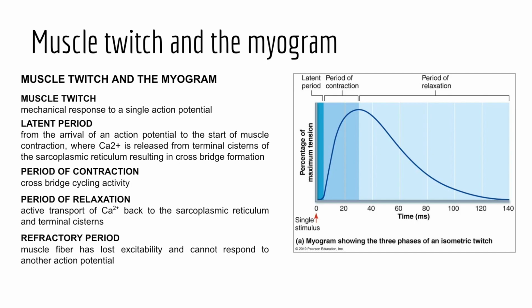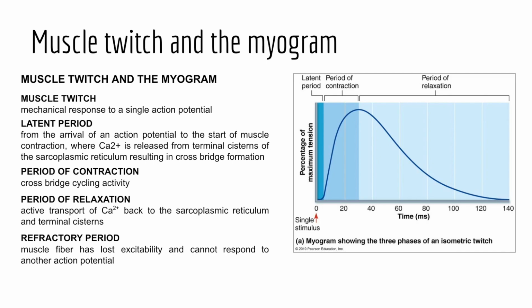Next, we have the contraction period. This is the second phase of muscle contraction, which begins at the end of a latent period and ends when muscle tension is going to peak. It is the period where cross bridges are active. And moving from there, then once we have muscle contraction, we need a relaxation period.